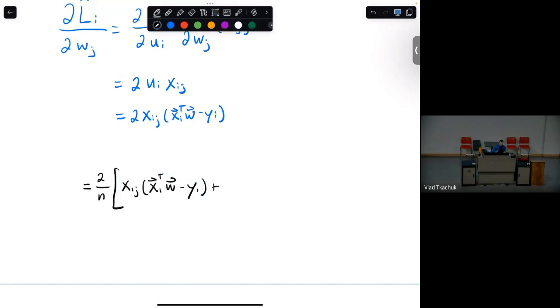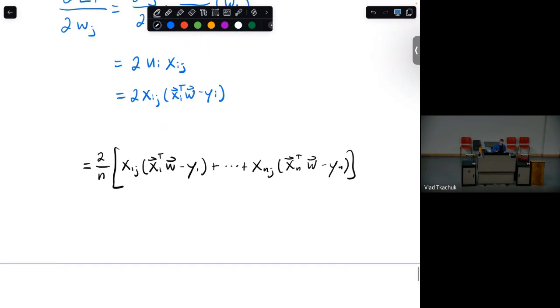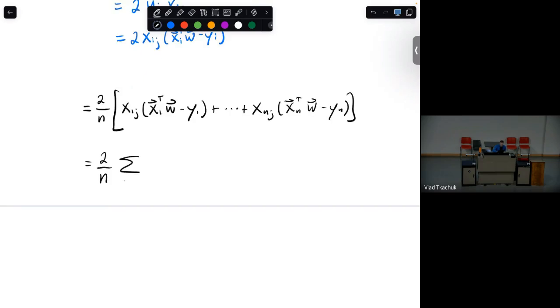Okay. And then finally, we have x_nj times x_n w minus y_n. Okay. That's it. We have the derivative now. And it turns out you can write this in a slightly more compact way with the summation notation, and you would get the following. Notice how there's n of these terms. So we use the sum from i to n of x_ij times x_i dot producted with w minus y_i. Okay, beautiful. So this is our derivative.